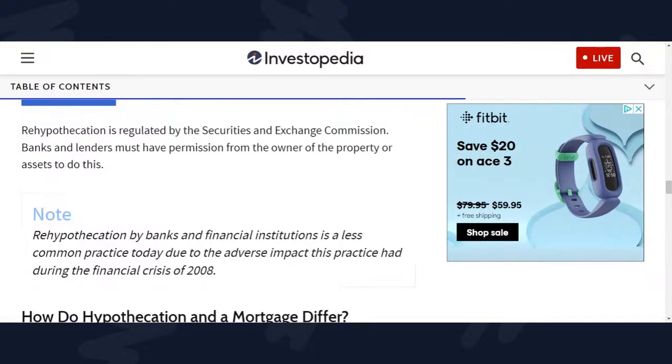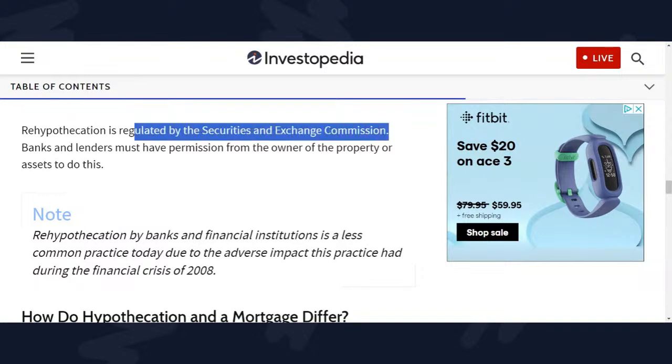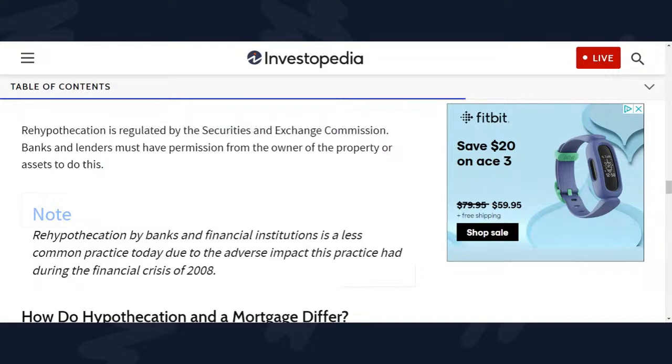Rehypothecation is regulated by the Securities and Exchange Commission. Again, I said every last one of those instruments is assigned security, and they have to deal with the Securities and Exchange Commission and the Postal Regulatory Commission as it relates to the contracts that you sign for the Postal Service Board of Contract Appeals under the Administrative Law Judge and the Judicial Officer. Banks and lenders must have permission from the owner of the property or assets to do so.